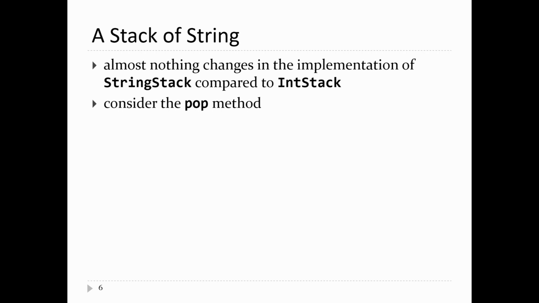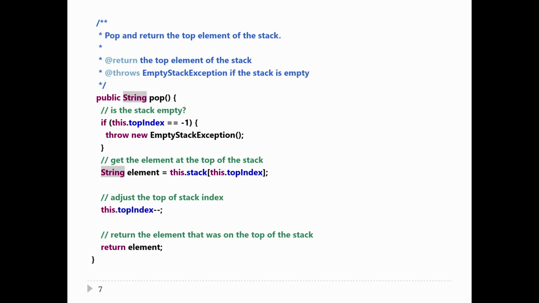If you go and look at the methods, you'll see again, there's almost no changes required to the class. If we go inside and look at the pop method, only one line changes. The element that comes out of the stack is now a string instead of an int. Everything else, the code's all the same. The only thing that's changing here are these types.